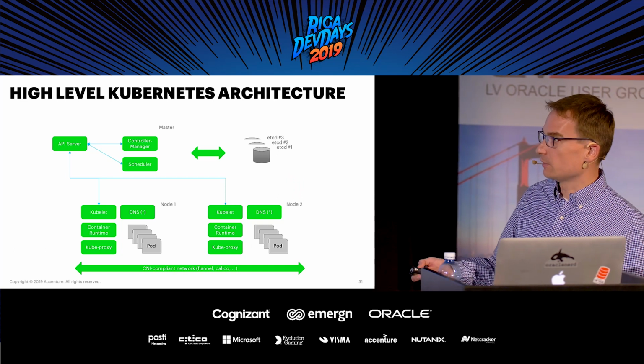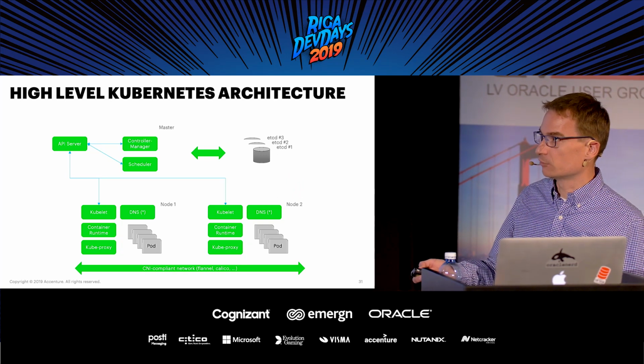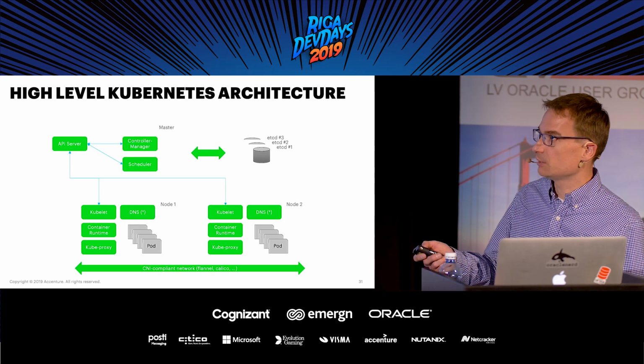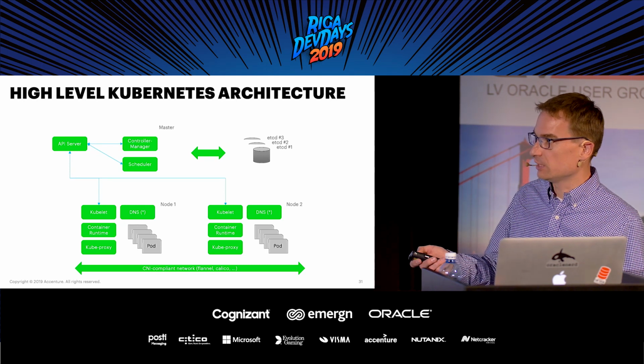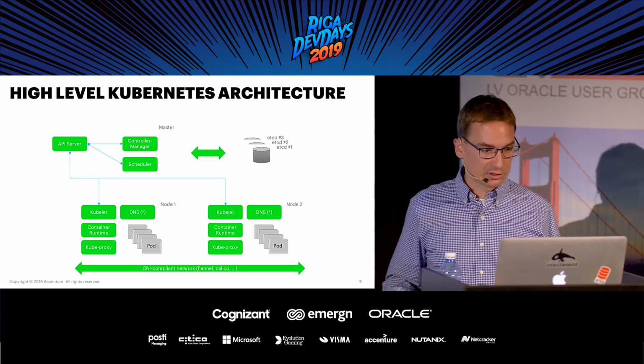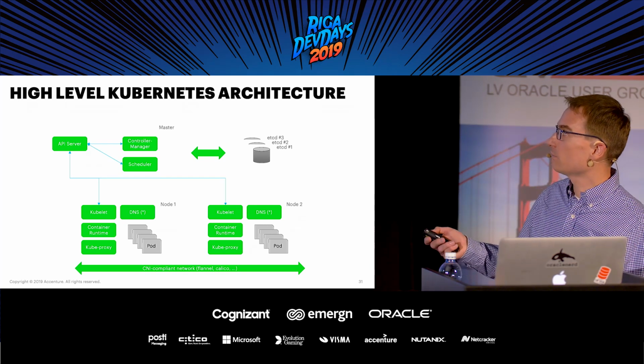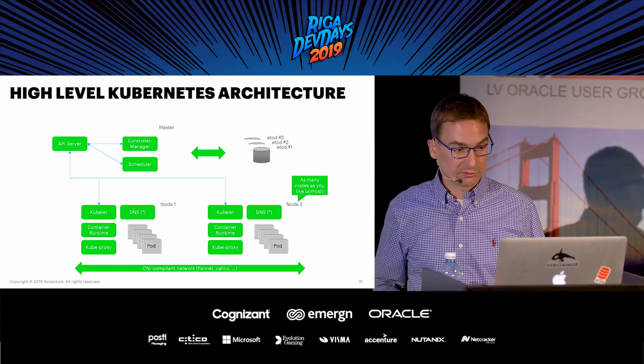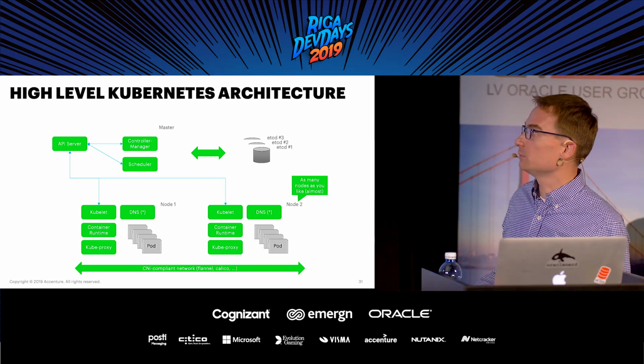Then you've got nodes, and there are various components here: a container runtime, and a kubelet that talks to the API server and vice versa. You've got DNS, and you've got a proxy. And then you've got these things called pods, which I'm going to talk about in a minute. And you can have lots and lots of nodes. That scales out pretty well.